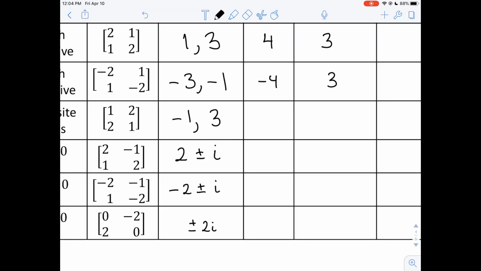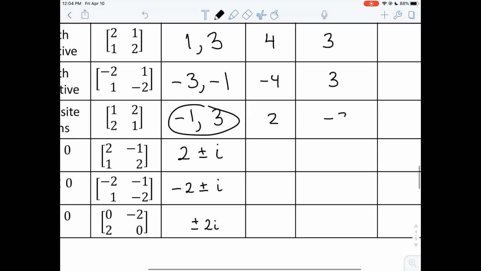Trace in this case, -1 plus 3 is 2, by adding the eigenvalues, and the determinant is multiply the eigenvalues, you should get -3. Let's do it using the matrix. Trace is 1 plus 1, that's 2. Determinant is 1 times 1 minus 2 times 2. So we have 1 minus 4, we get -3 for the determinant.